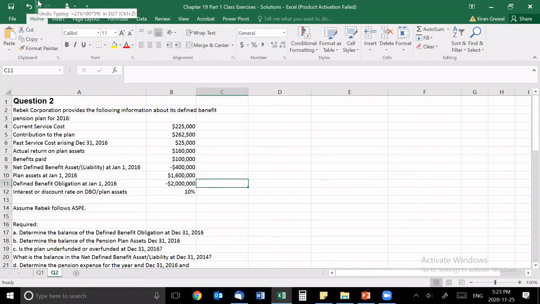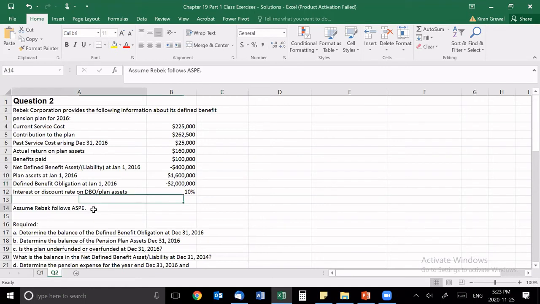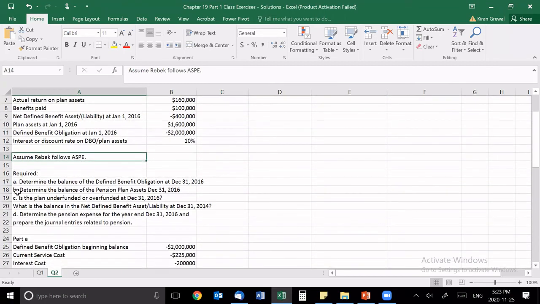So Reebok Corporation provides the following information about its defined benefit pension plans for 2016. So it gives you all the information, and it says, assume Reebok follows ASPE, which right now, as I showed you, there's no difference between ASPE and IFRS in determining the defined benefit obligation and asset. Okay. So let's just do A, B, and C for now.